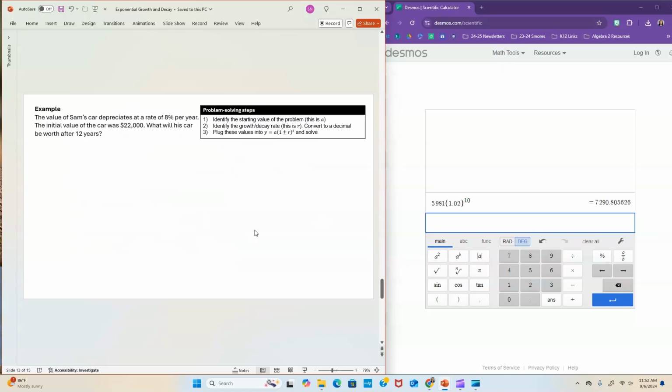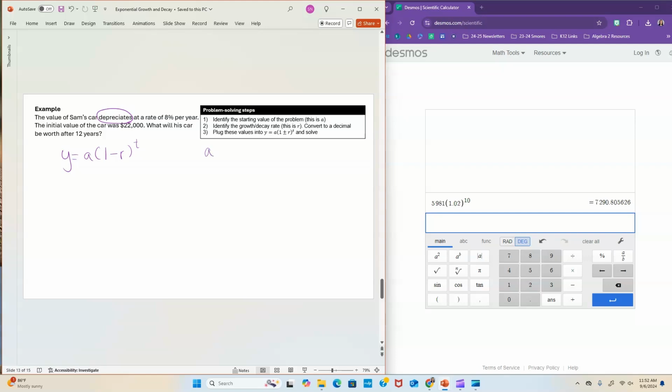So here's another example. It says the value of Sam's car depreciates at a rate of 8% per year. The initial value of the car was $22,000. What will his car be worth after 12 years? First we need to think about what form of the formula we're going to use. So we have A times 1, and it tells us depreciates, right? So that's going to be exponential decay. So it's going to be 1 minus r to the t power.